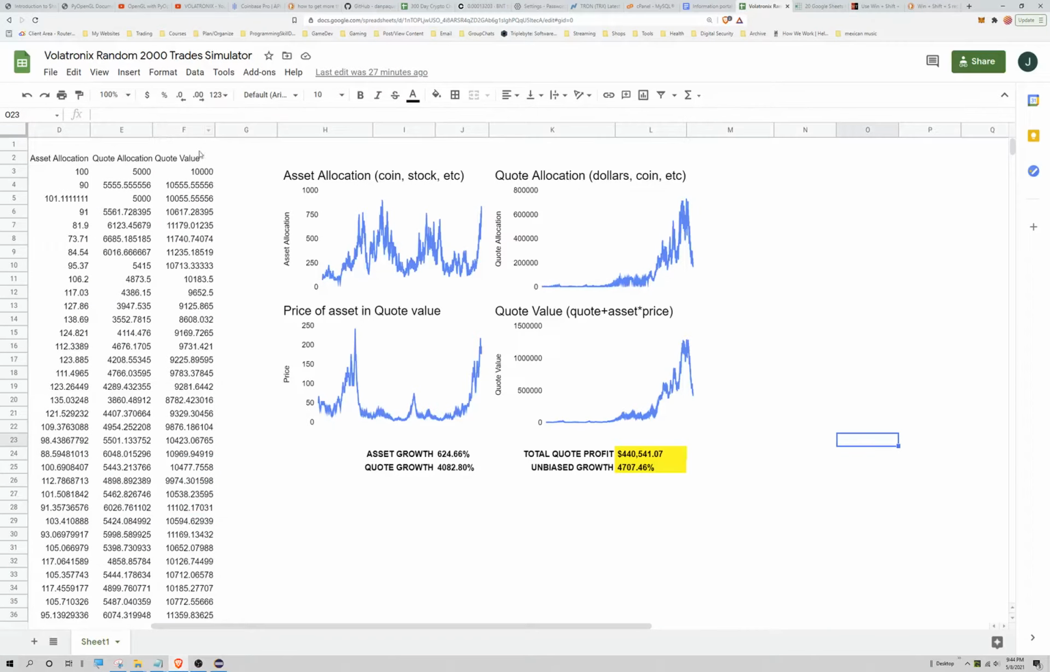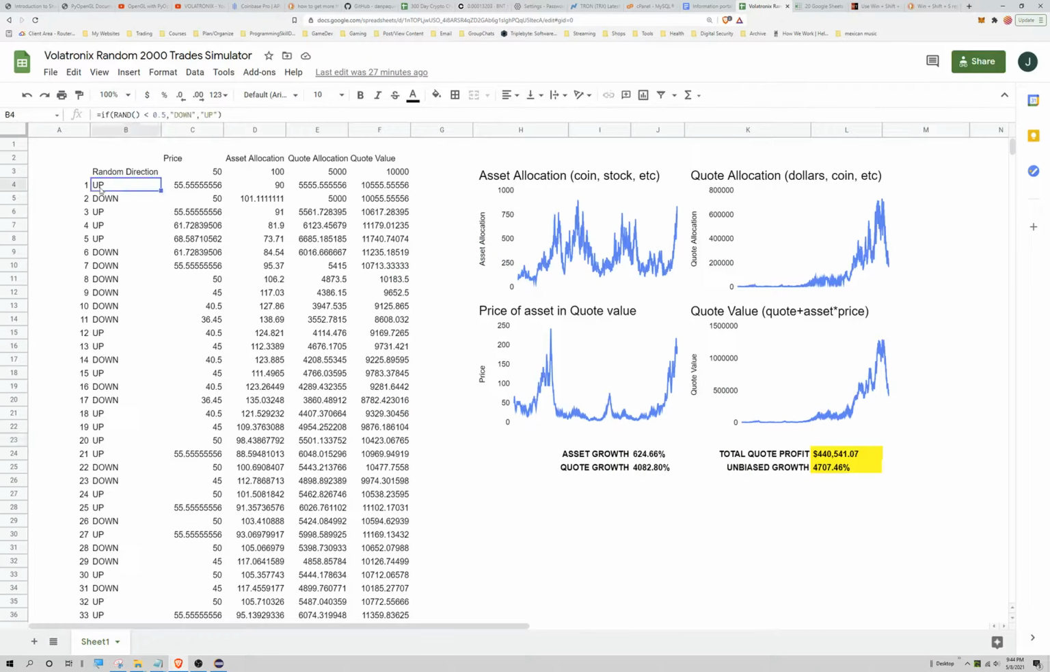Hey, what's up? I made a new Volatronix simulator. This one simulates random prices. It does 2,000 trades. I wanted to get an average of like 1,000 round trip trades. That would be 1,000 buys and 1,000 sells, and that's impossible with random numbers.